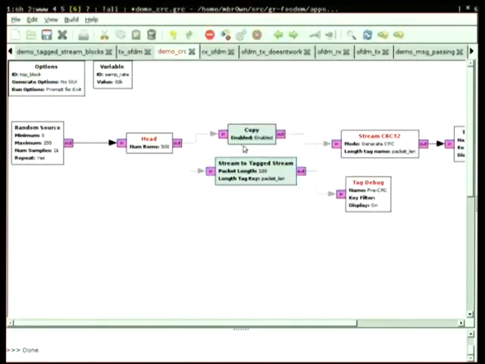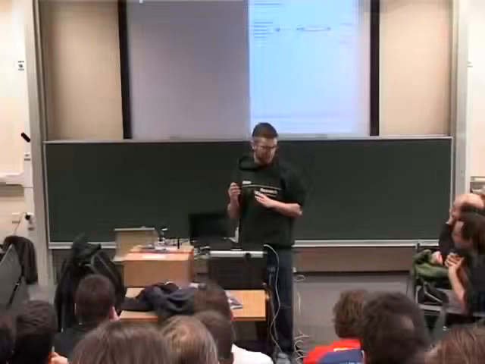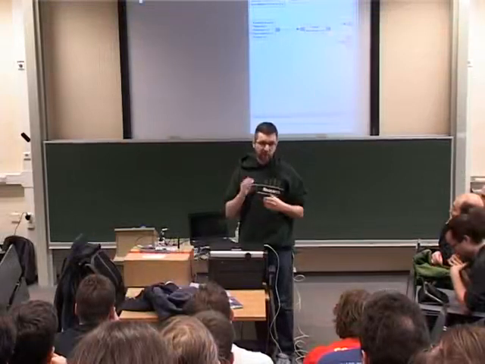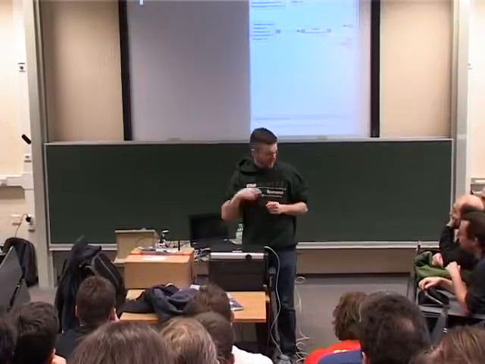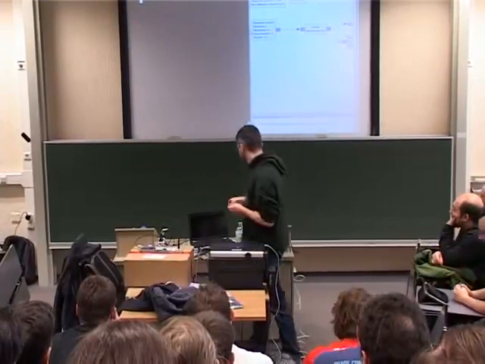Now, if I did something like this, I'd be streaming data directly into this block. I get an error message like this: missing length tag. We get that a lot on the mailing list, which is why I wanted to bring it up here now. So you can pipe tagged streams, aka packets, into blocks that don't understand this concept, but you can't do it the other way around, okay? And it'll just crash and give you this error.